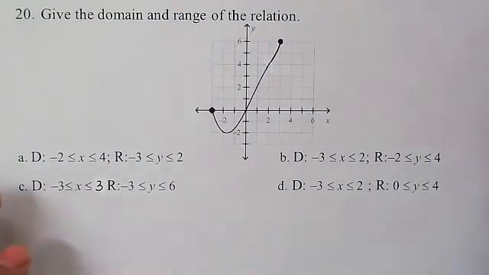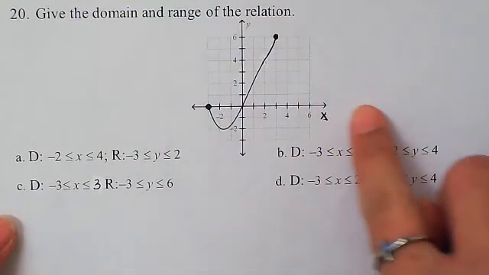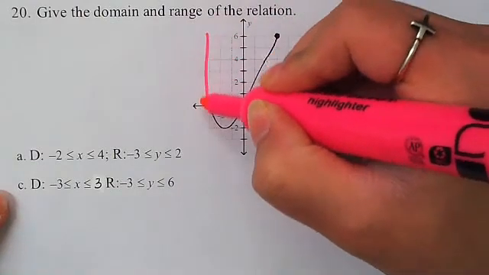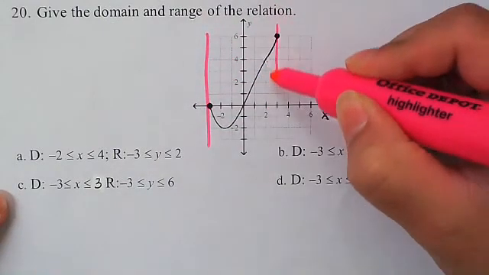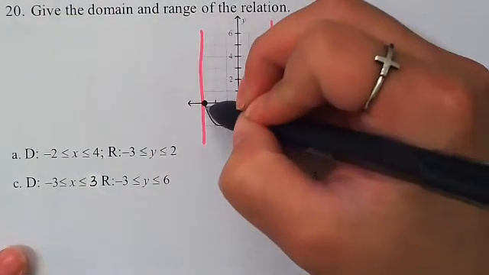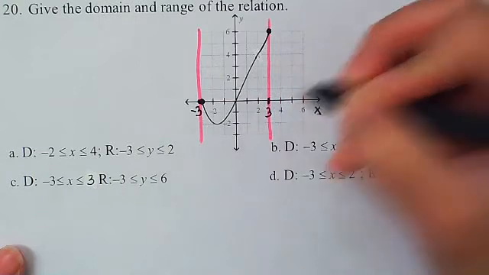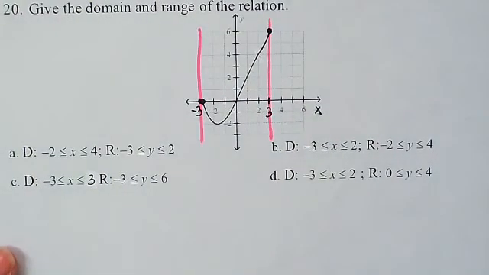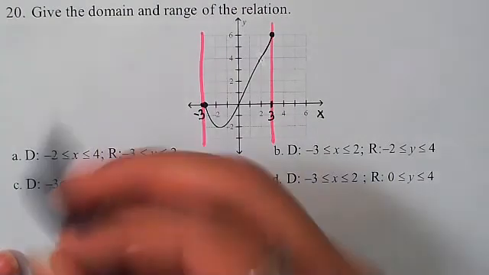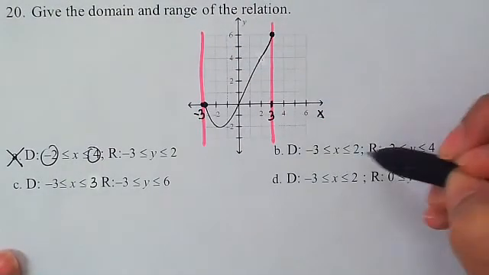And finally, give the domain and the range of this graph. Okay, well, domain is your x's, right here. X's go left to right. So I have to go to the left side of my graph, right there, and I have to go to the right side of my graph, and that's where I'm getting the numbers for the domain. So the domain should be right here, -3 to 3. So look, domain, -3 to 3.